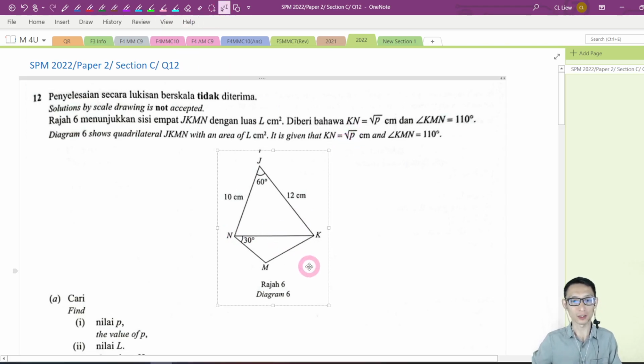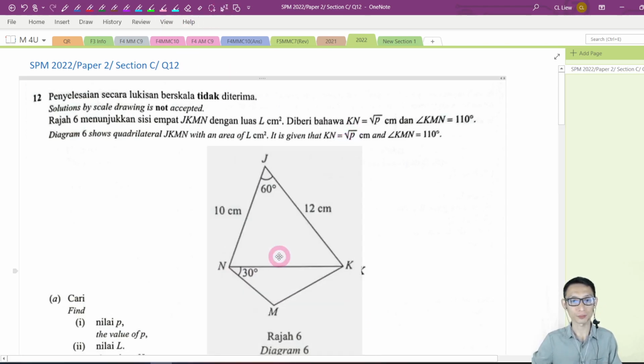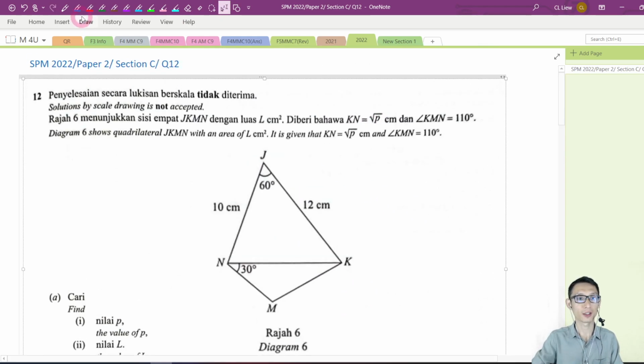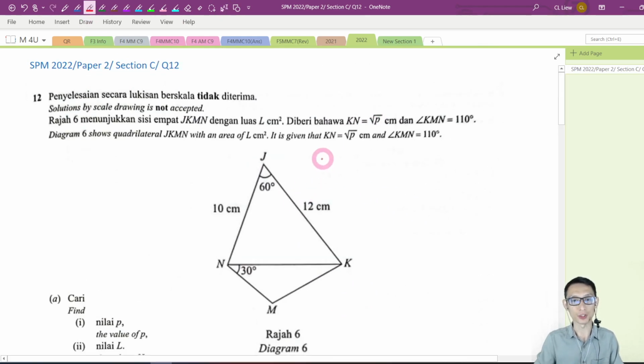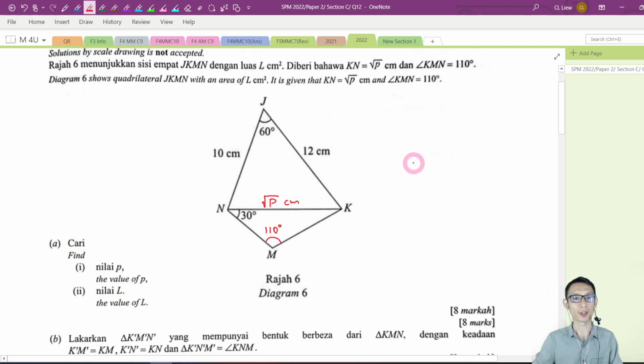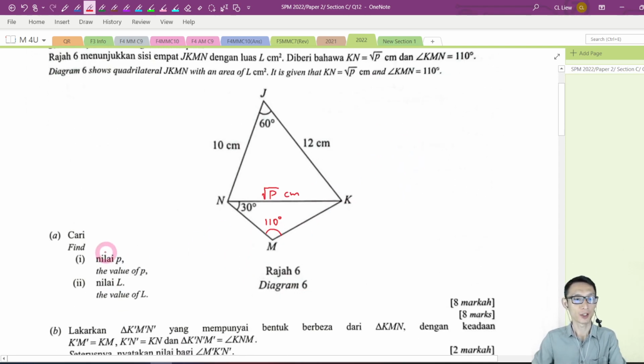Okay, let me enlarge this diagram. Let me label the important information onto the diagram first. NK is equal to square root of P centimeters. And angle KMN, which is over here, is equal to 110 degrees. Now, let's look at the first part. We want to find the value of P.